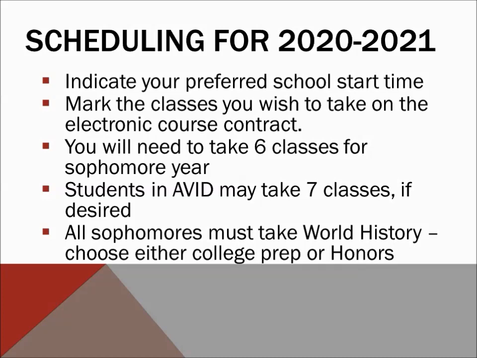If that's the case, then please check the 1 through 6 option, and at the bottom of the form where there's a notes or comments box, you would just indicate that you are requesting 7 classes, and we'll know, and then you can indicate which one of your electives or which one of your alternates is your 7th choice.